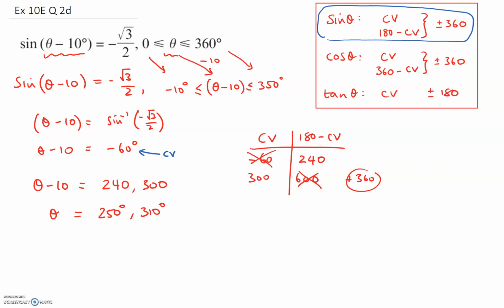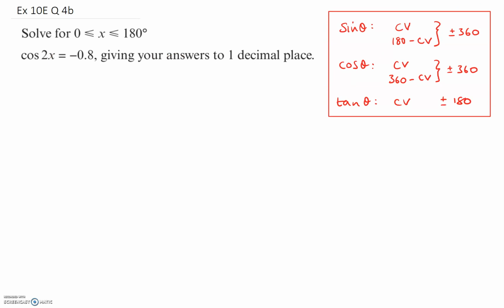Very quickly look at the other two. So same exercise, question 4b. And this time it says solve in the range 0 to 180 for cos of 2x. Take care to see that we're not dealing with x, now we're dealing with 2x.